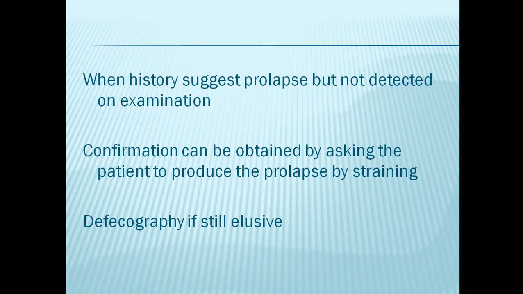But sometimes, even when you take the history, the patient might be complaining of prolapse, but when you examine, it is not being detected. So what will you do? You need to confirm it by asking the patient to produce the prolapse by straining. If still elusive, you go for defecography.